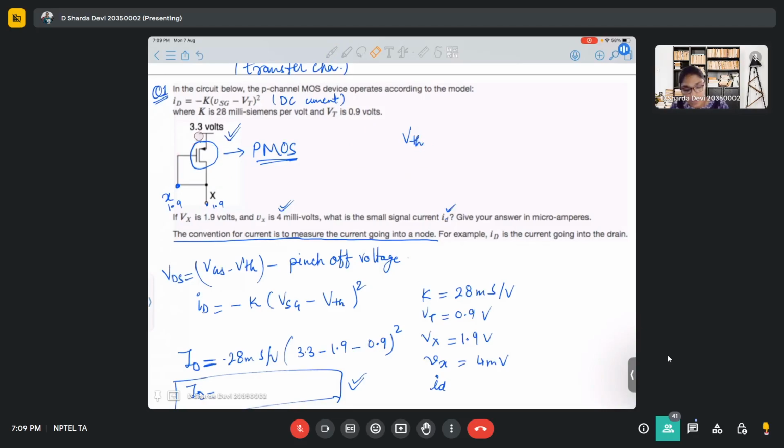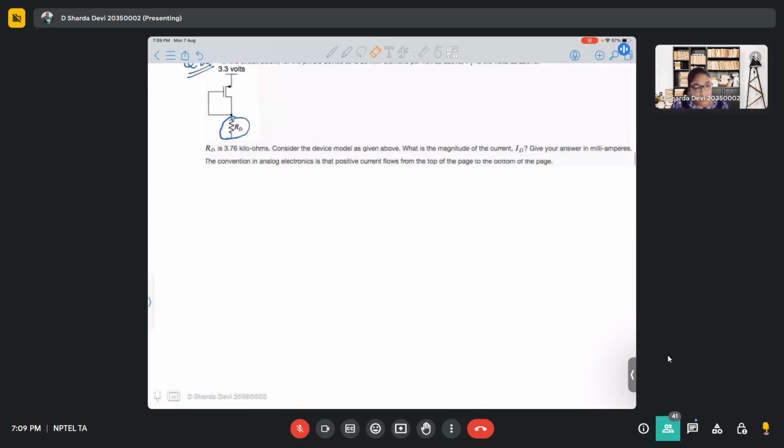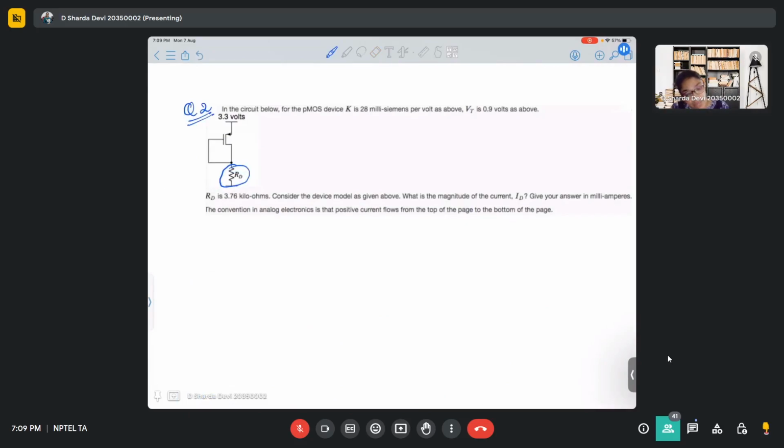But in the next problem, if you observe carefully, these two are actually dependent, because now this RD will change the drop across this transistor, which is your VDS. And this RD's drop depends on your current. I already told you that your transistor is in saturation, and when the transistor is in saturation, ID is a function of VGS only. It is not a function of VDS, considering an ideal MOSFET.